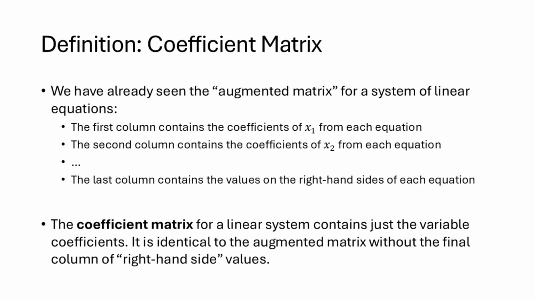We've already seen the augmented matrix for a system of linear equations. In this augmented matrix, the first column contains the coefficients of x1 from each equation in our system, the second column contains the coefficients of x2, and so on, but then the last column contains the values that are on the right-hand sides of each equation in our system of equations. The coefficient matrix includes all of those variable coefficients, but does not include those right-hand side values.